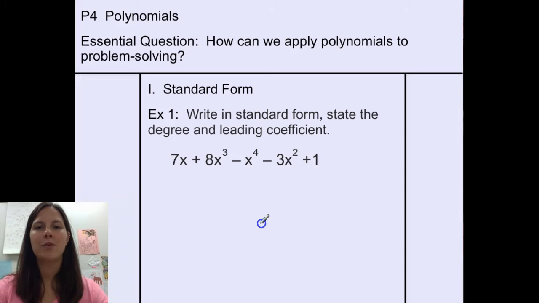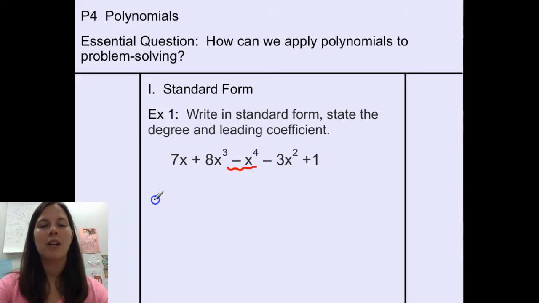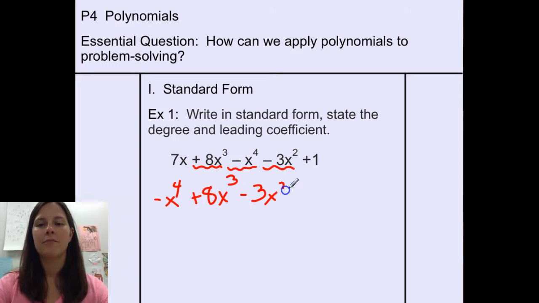All right, our goal today is to apply polynomials to problem solving. Before we get there, we need to know how to work with polynomials. First, we're going to rewrite this in standard form. A common error students make when rewriting it in standard form is dropping the subtraction sign on the first term. What actually happens is it turns into a negative sign. So you have to keep the sign on each term as you rewrite them. Minus 3x squared plus 7x plus 1.